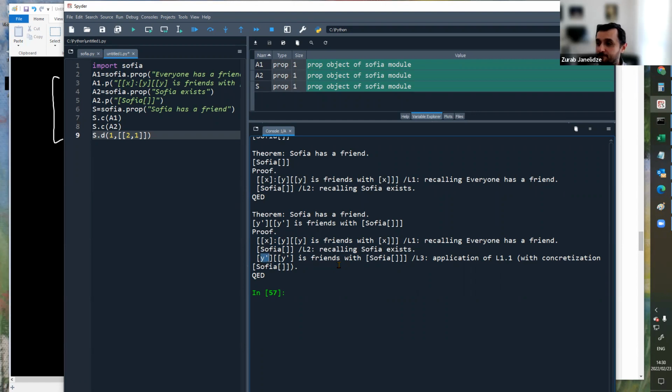Why do you think that is? Why didn't the computer just keep the variable y? Why did Sophia have to change y to y prime?